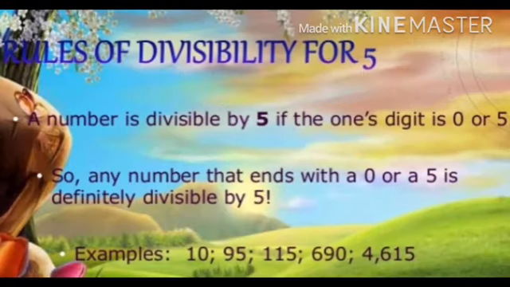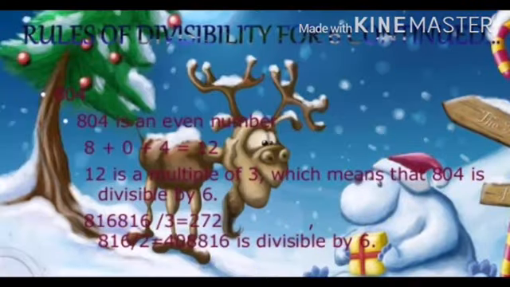The divisibility of 5. A number is divisible by 5 if the ones digit is 0 or 5. So any number that ends with a 0 or a 5 is divisible by 5. For example, 10, 95, 115, 690, 4615. The unit digits are 0 and 5. So these numbers are divisible by 5.